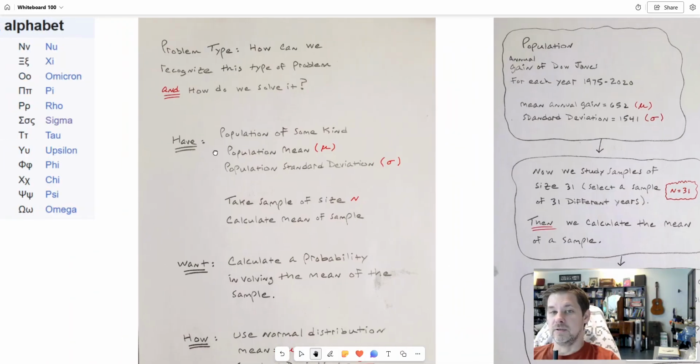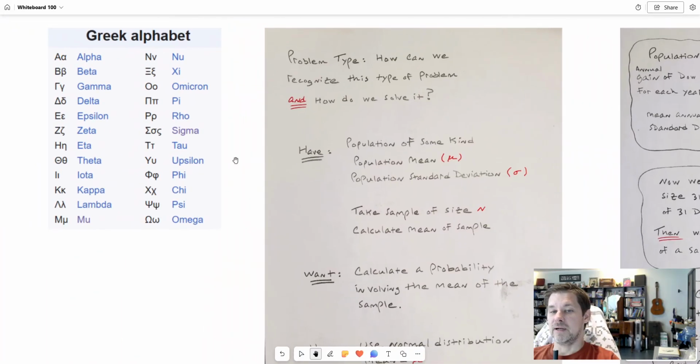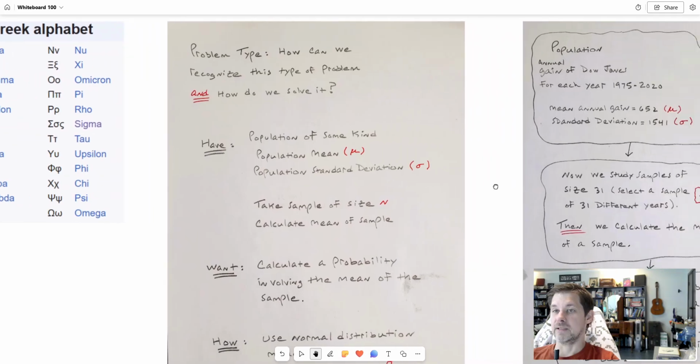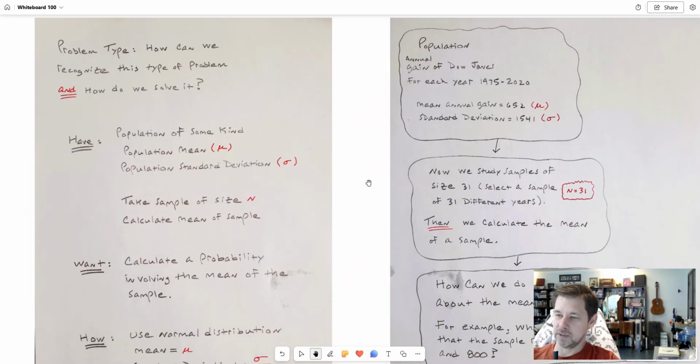In case you aren't familiar with the Greek alphabet, my handwriting is not always so good with the Greek alphabet, but see that letter right there? That's lowercase mu, okay? That's the population mean. And you see this letter right there in the middle? That's lowercase sigma, which is always the symbol we use for the population standard deviation. All right, so I didn't want to leave that out because I use those symbols. I'm going to call this one mu and that one sigma.